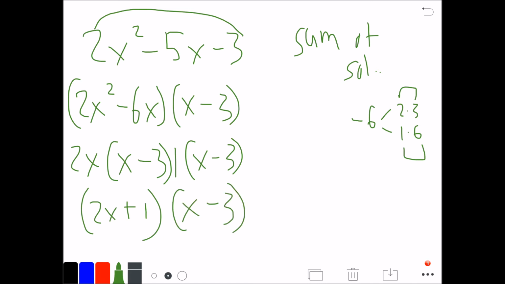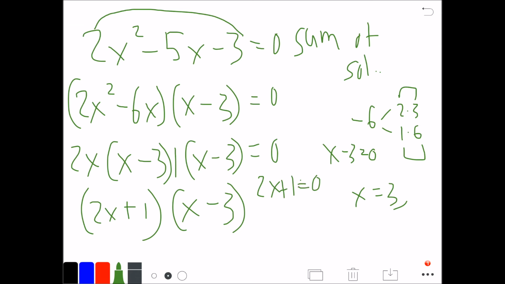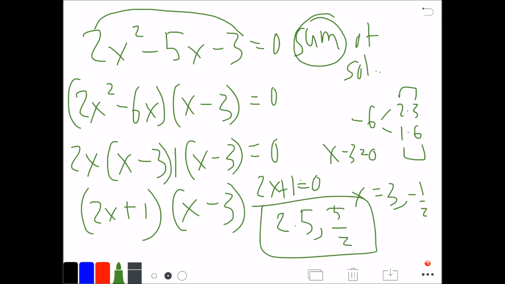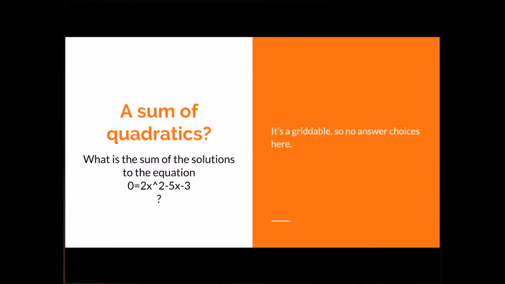And now, since this is equal to 0, right? So you know that x minus 3 equals 0, x equals 3, and 2x plus 1 equals 0. Subtract 1, divide by 2, so negative 1/2. Add these two together, since what's the sum? So you get 2.5 or 5/2 as your answer. Hopefully that makes sense.